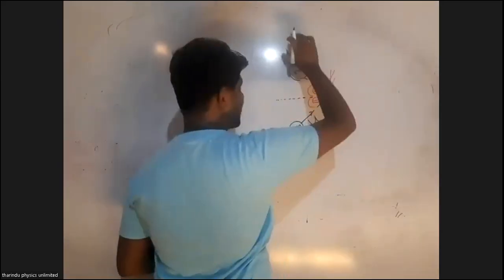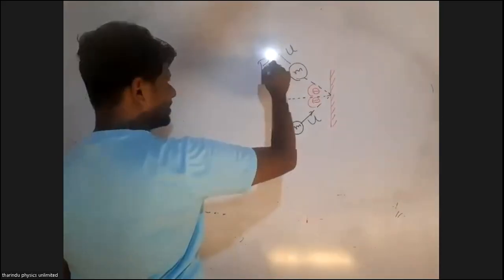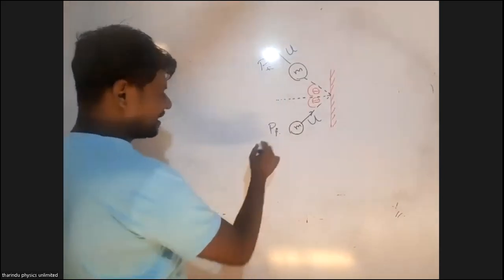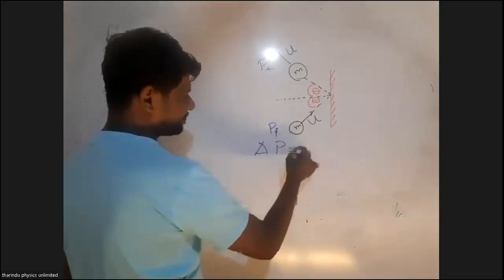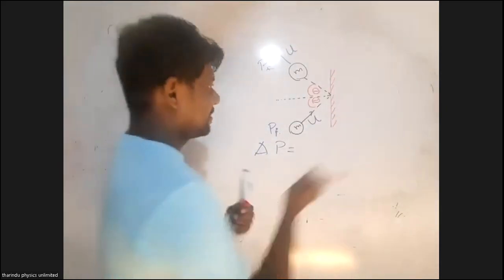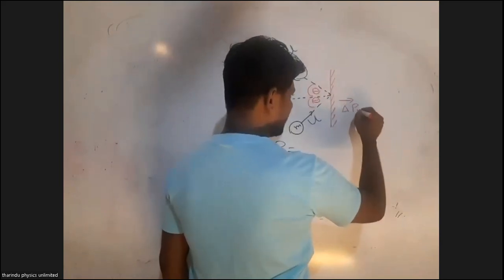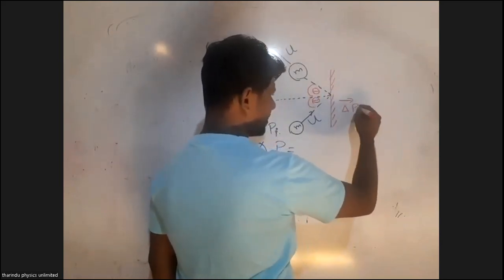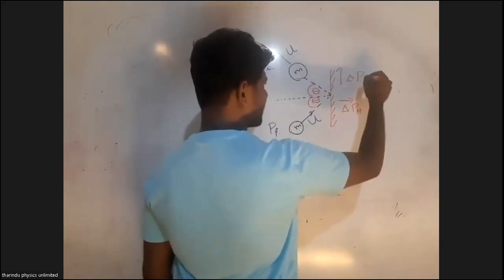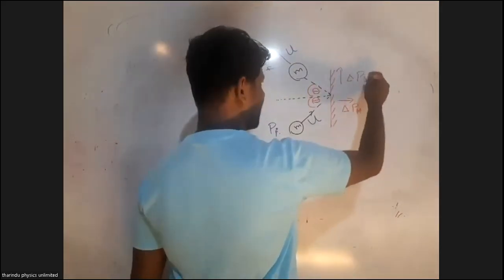But here I consider it as U, the same velocity. This is the final momentum. This is the initial momentum. I need an answer for delta P. Now you have to consider two different things. One is the change of vertical momentum. The other one is the change of horizontal momentum, along the plane.